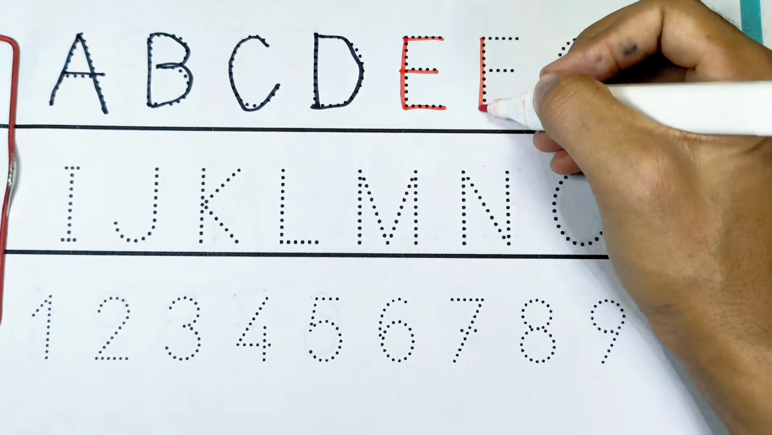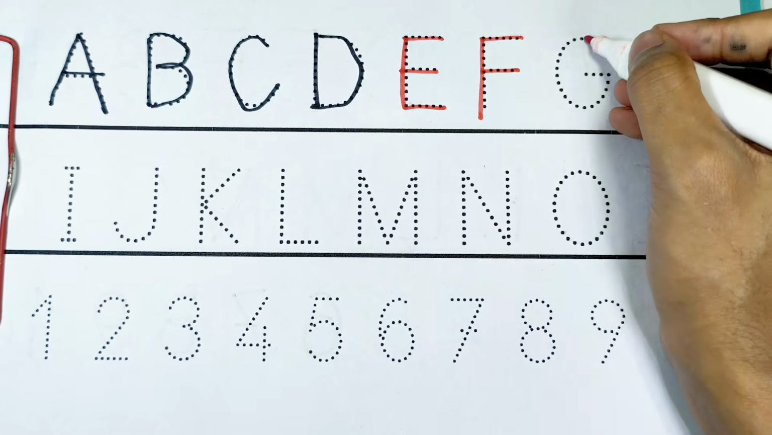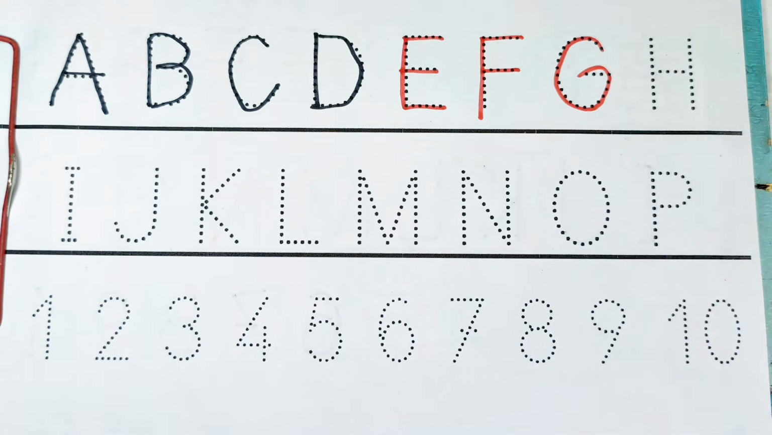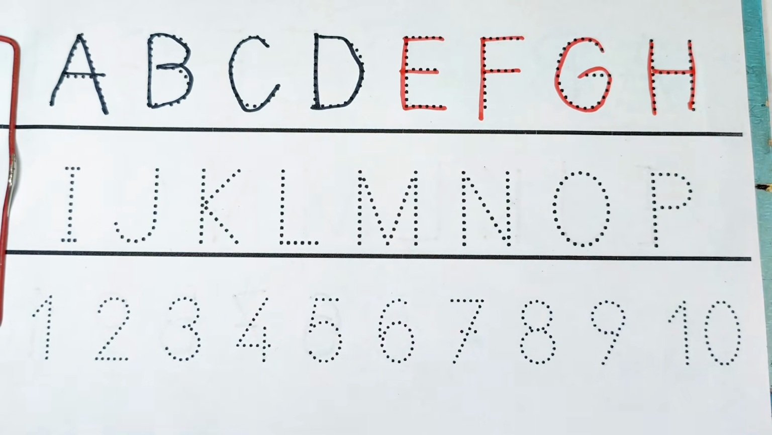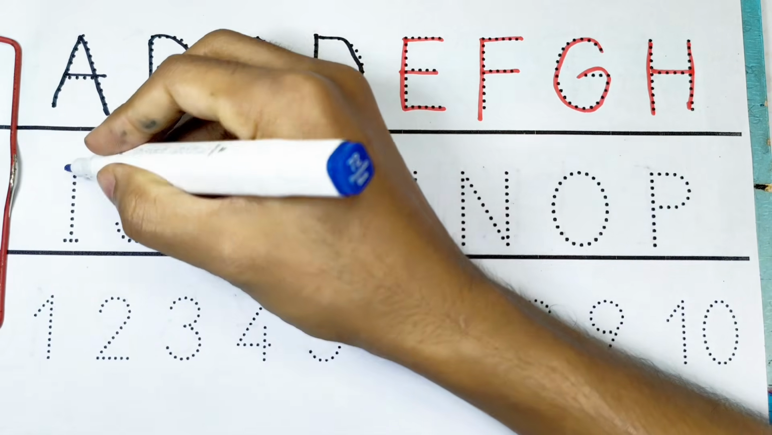E for egg, E for elephant. F for fish, F for fan. G for God. The next one is H. H for hand. Now we're writing the alphabet of I. I for ice, I for ice cream.